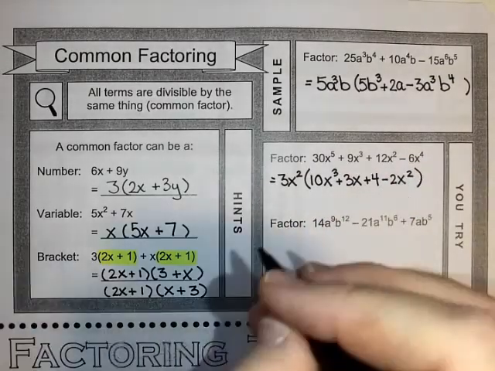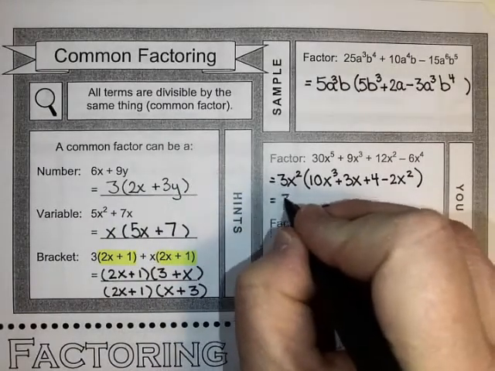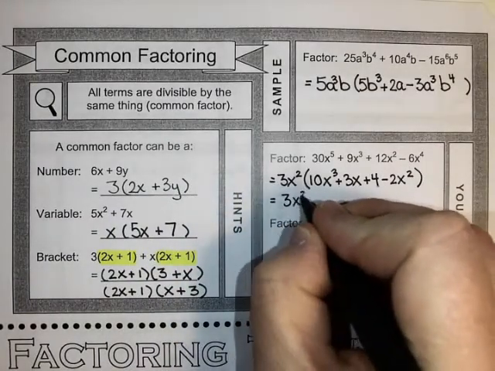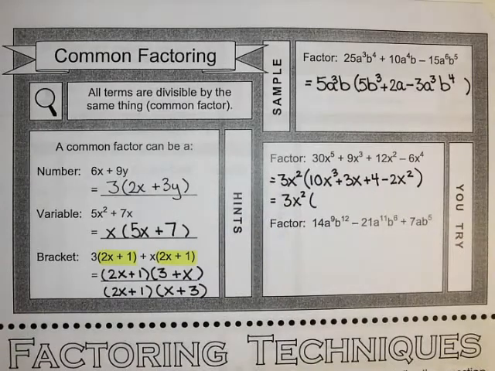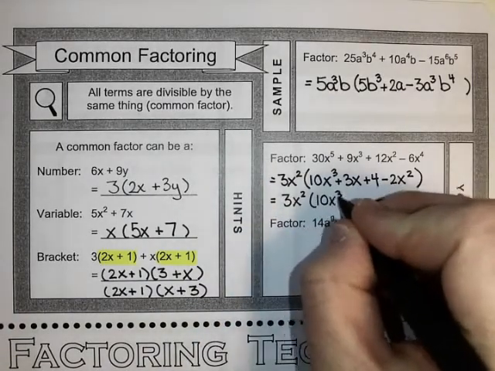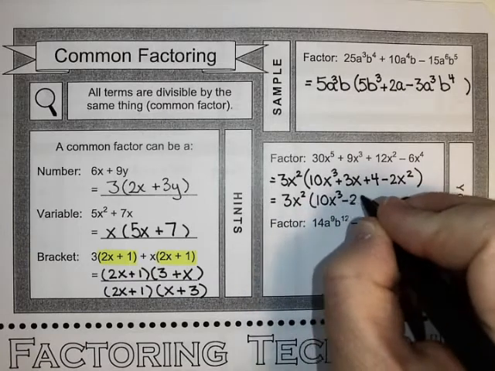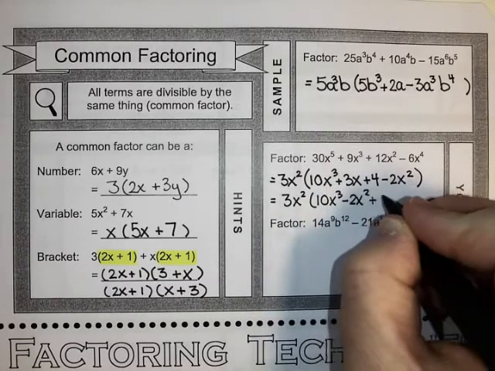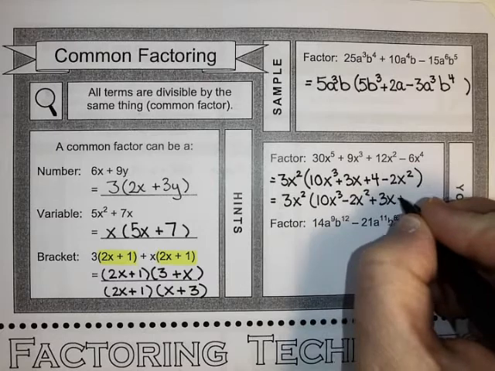Now that answer is fine, but we do try to write everything in order from highest exponent down to lowest exponent. So I'm going to reorder this as 10x cubed minus 2x squared plus 3x plus 4.